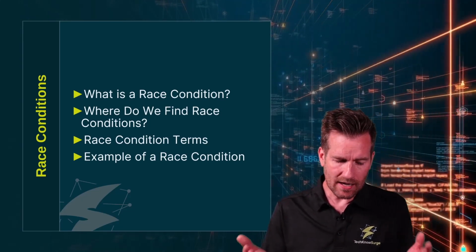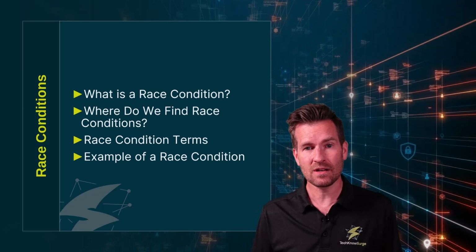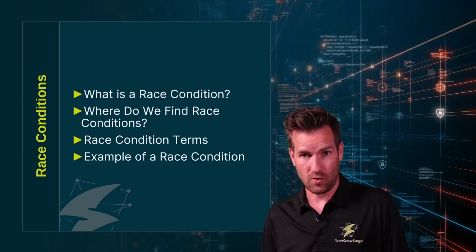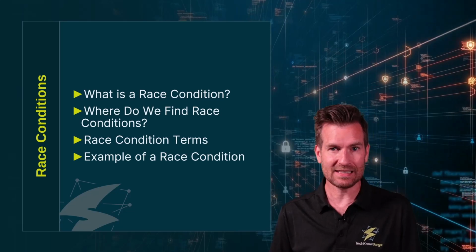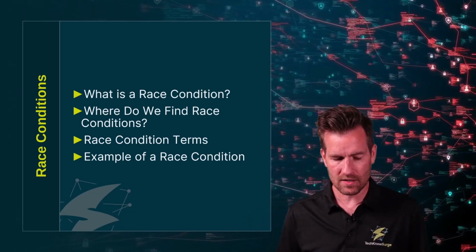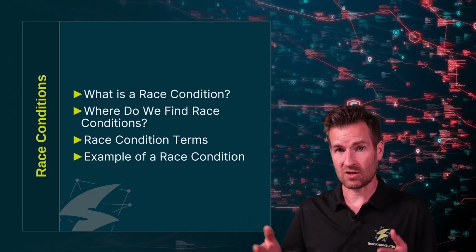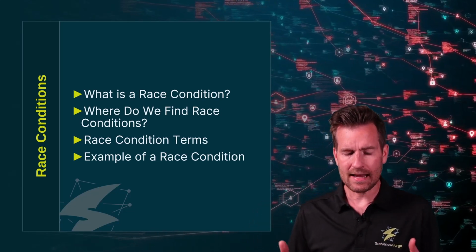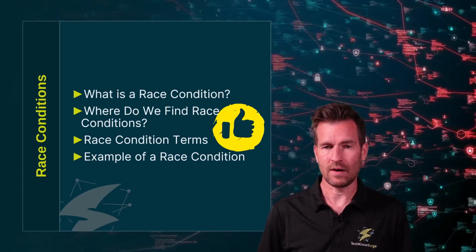So in this video, we talked about what is a race condition. We got into where we might find a race condition, whether it be for networking or for processing or for memory or storage. We got into different race condition terms like the time of check and time of use. And then we got into some examples of race conditions.